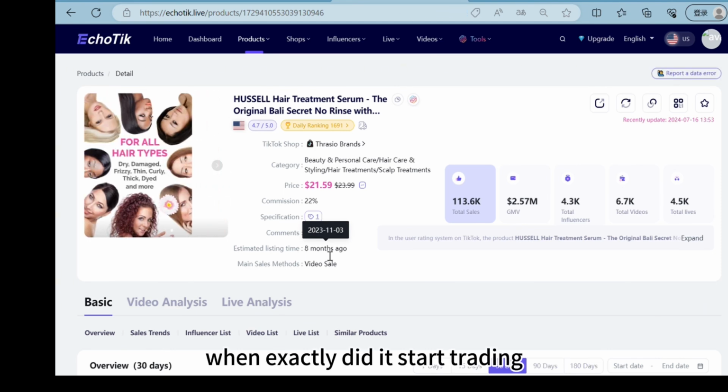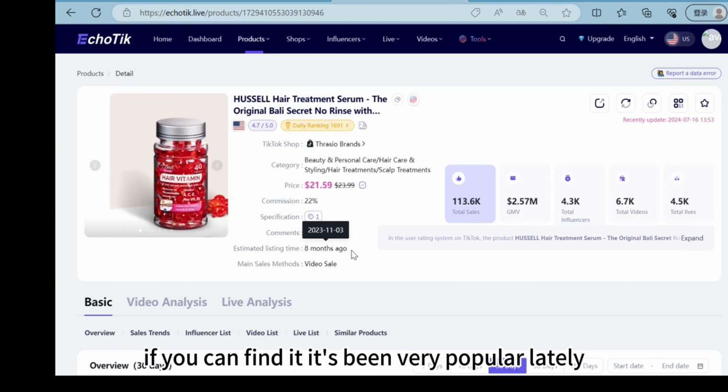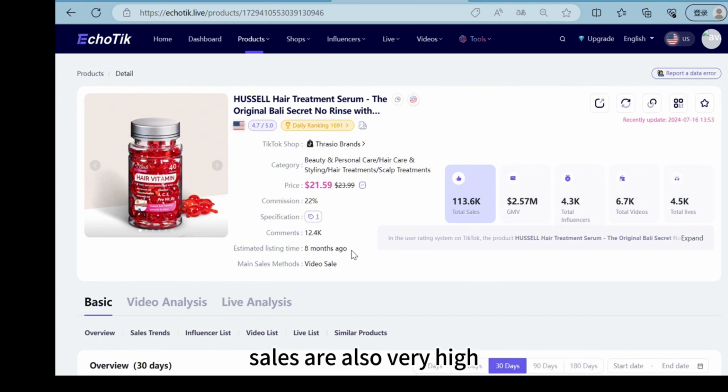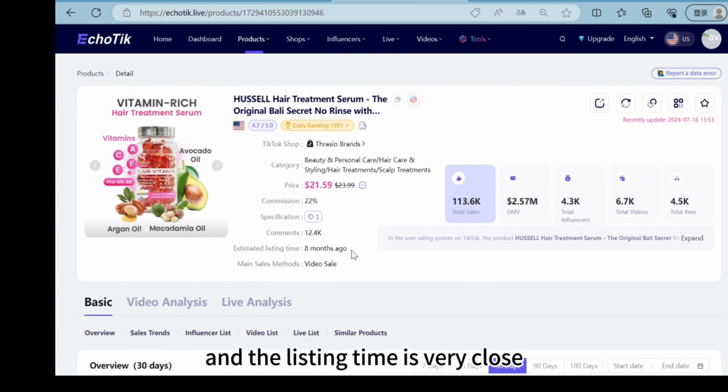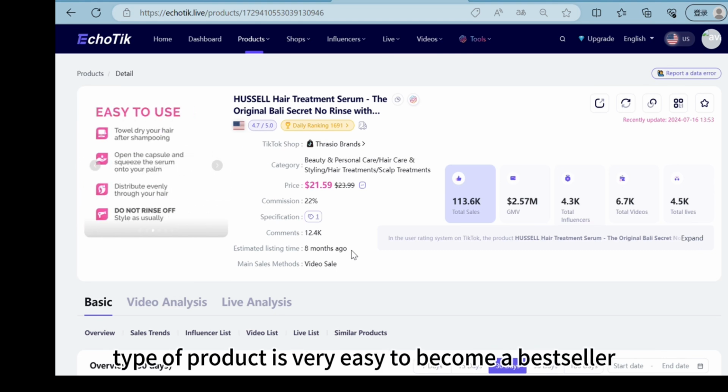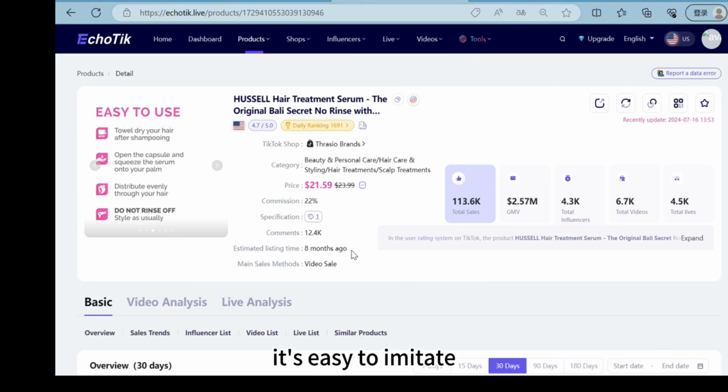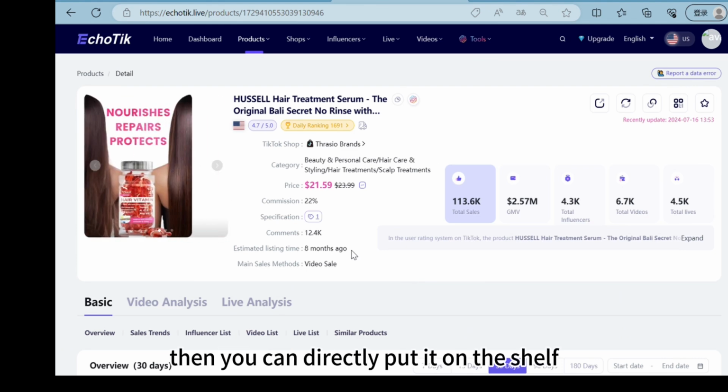When exactly did it start trading? If you find it has been very popular lately, sales are also very high, the number of influencers is not very high, and the listing time is very recent, for example 1 or 2 months, this type of product easily becomes a bestseller. It's easy to imitate. If its profit is also satisfactory, then you can directly put it on the shelf.